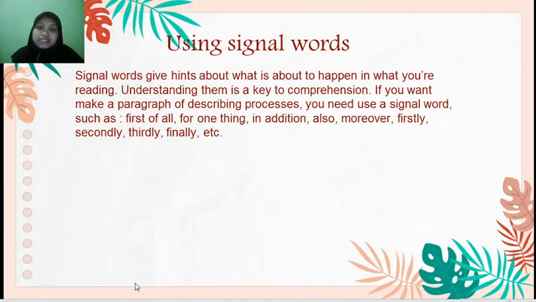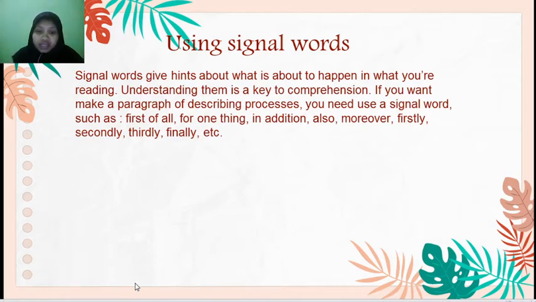Using signal words. Signal words give hints about what is about to happen in what you're reading. Understanding them is a key to comprehension. If you want to make a paragraph describing a process, you need to use signal words such as first of all, for one thing, in addition, also, moreover, firstly, secondly, thirdly, and finally, and etc.